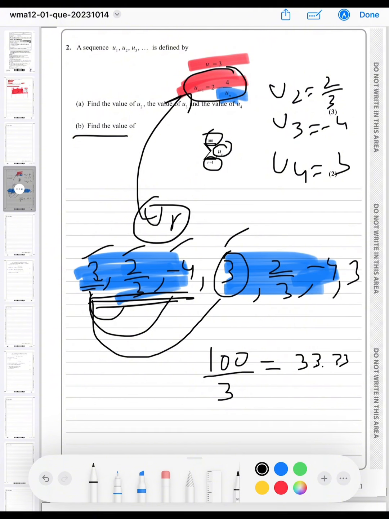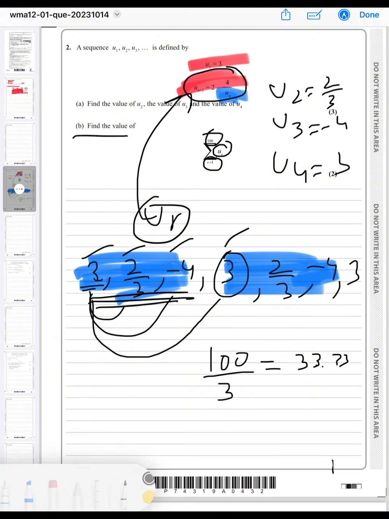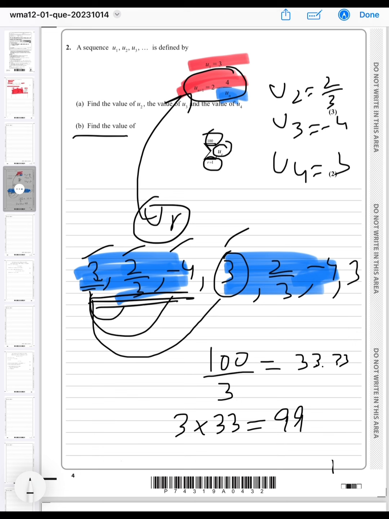33.33, which means that 3 multiplied by 33, so 99 terms, we will face the repetition, and the first number is 3. After the 99th term, it will go again for the first term. The first term is 3. So after the 99th you will go for the first term.